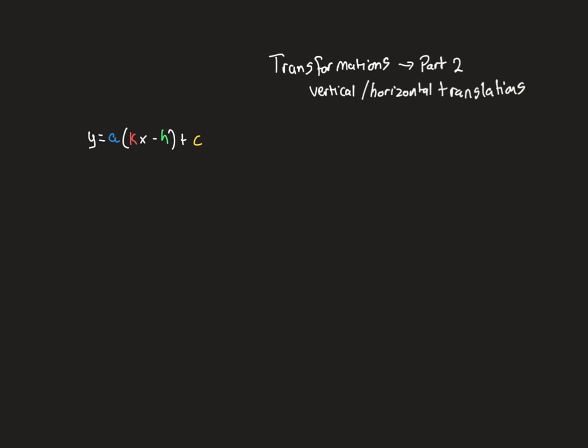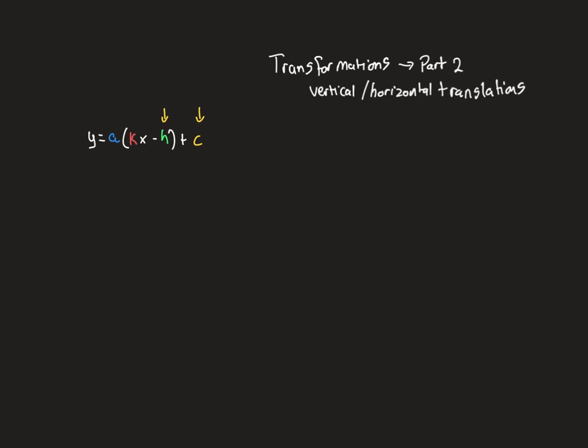So, in the first video we talked about the A and the K values. Now, I think there was a little bit of a typo in the first video where I used K twice, sorry about that. So we're using C for the N. So in this video we're going to be talking about our H and our C and what happens when we do it, okay?